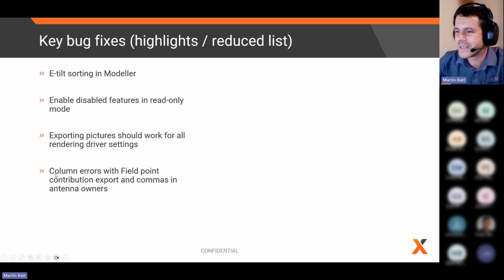And then column errors with field point contribution export. Essentially, if let's say an antenna owner had a comma in their name, then the field point export, because it's comma separated, would have added a new column there, which was incorrect. Now, this was actually an issue that was brought up by one of the people in this call.